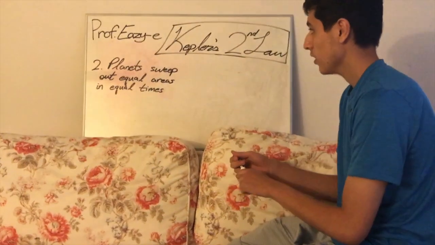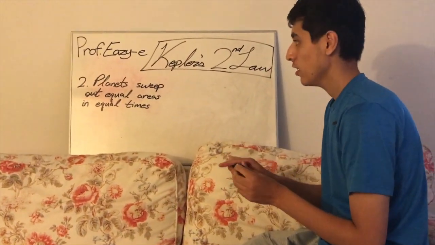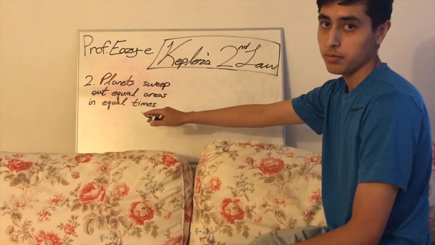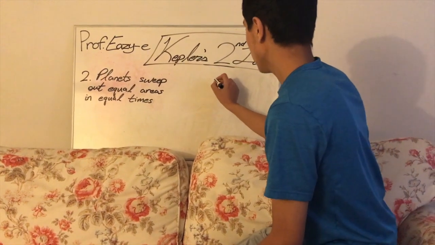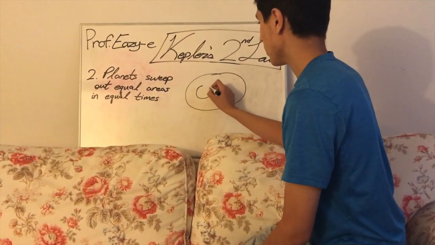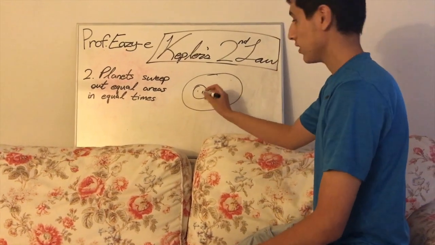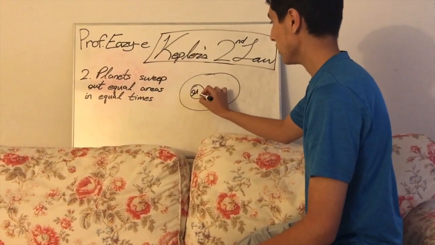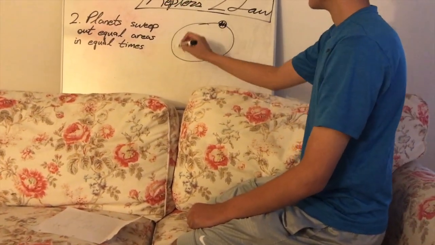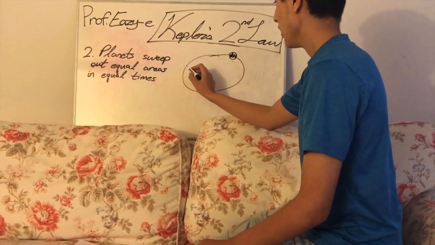We're going to learn about Kepler's second planetary law. So Kepler's second law states that planets sweep out equal areas in equal times. All planets have eccentric or elliptical orbits around their star, and in our case, our star is obviously the sun. And here would be the Earth. So we have an elliptical orbit around the sun.